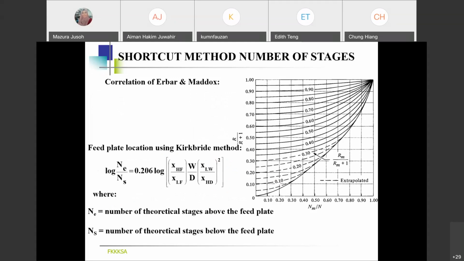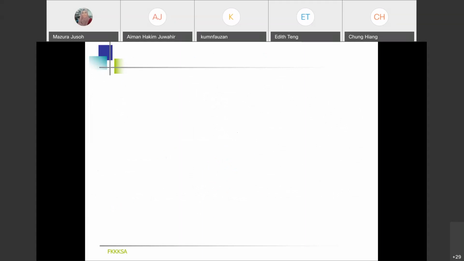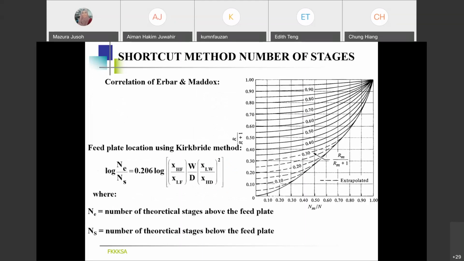Of course, in the end, you want to know the number of stages in the distillation column. So first you have found the minimum number of stages, N min, and then you proceed with the minimum reflux ratio. Now what you want to know is the number of stages. So this is the correlation that you will use.